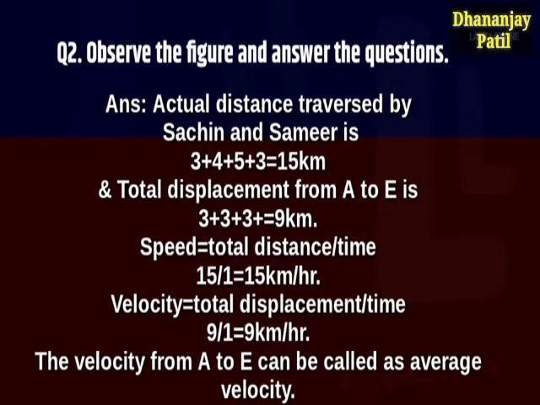So the speed is equal to total distance upon time, so 15 upon 1, that is 15 kilometer per hour. Then the velocity is equal to total displacement upon time, so that is 9 upon 1, that is 9 kilometer per hour. So the velocity from A to E can be called the average velocity.